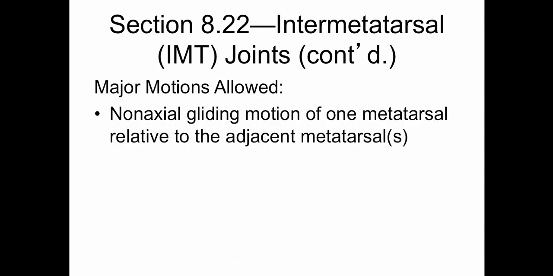The intermetatarsal joints are plane synovial articulations. Motion at a tarsometatarsal joint requires the metatarsal bone to move relative to the adjacent metatarsal bones. Therefore, intermetatarsal joints are functionally related to tarsometatarsal joints.